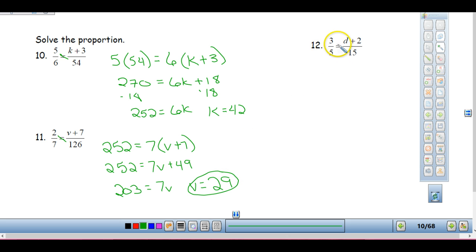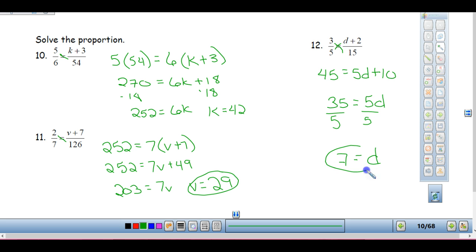Okay, number 12, again, 3 times 15 gives us 45 equals, distribute this, so 5d plus 10. Okay, subtract your 10. 35 equals 5d. Divide by 5. D equals 7.